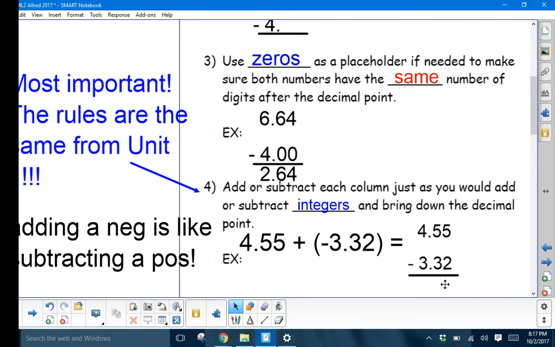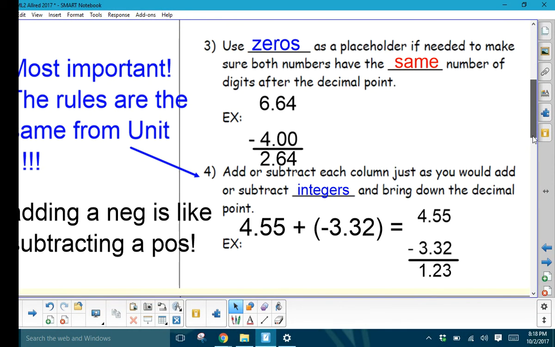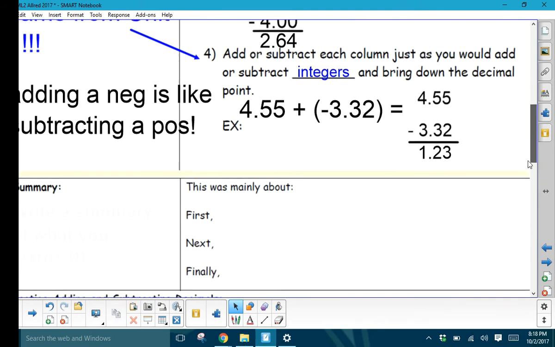So then we know 5 minus 2 is 3, 5 minus 3 is 2, and 4 minus 3 is 1. That's got to be 1 and 23 hundredths, or 1.23. Okay? Those are my 4 steps. That's what you're going to do to add and subtract positive and negative decimals.